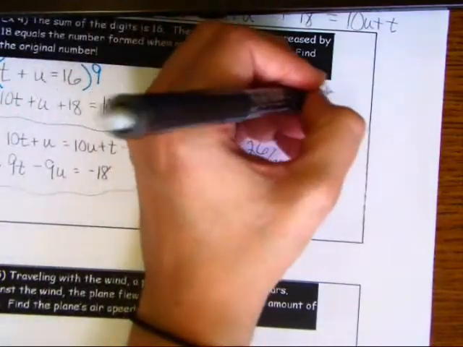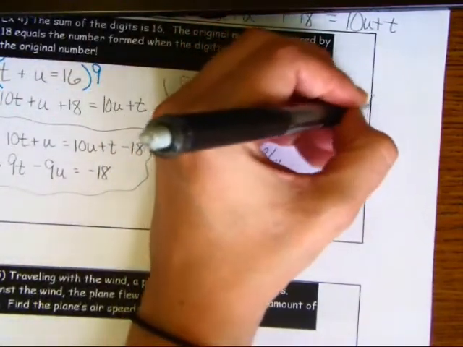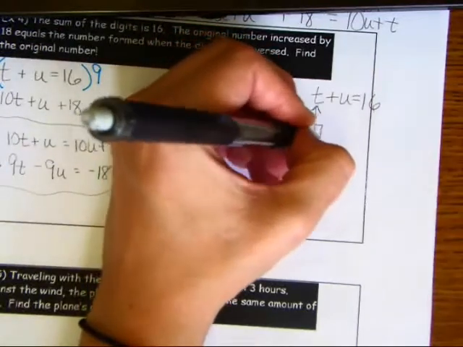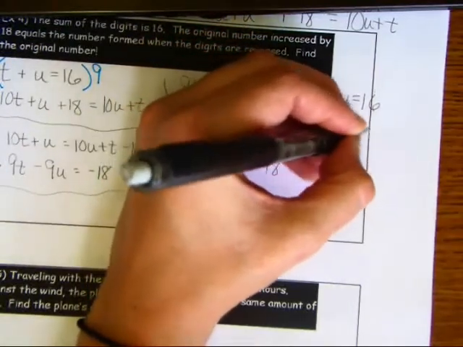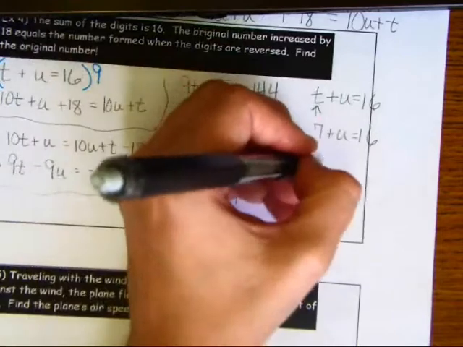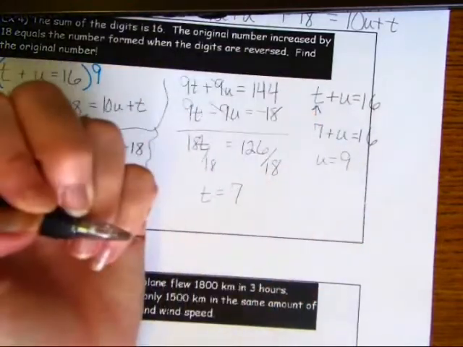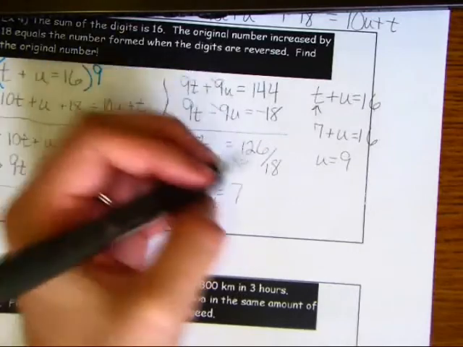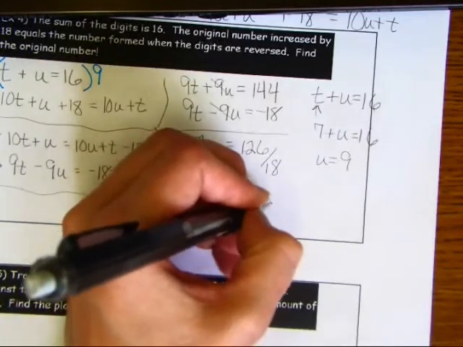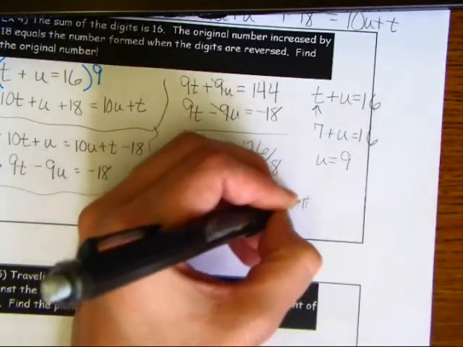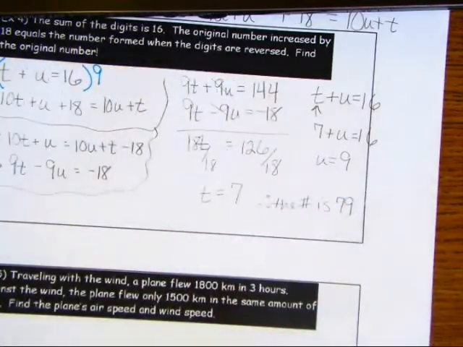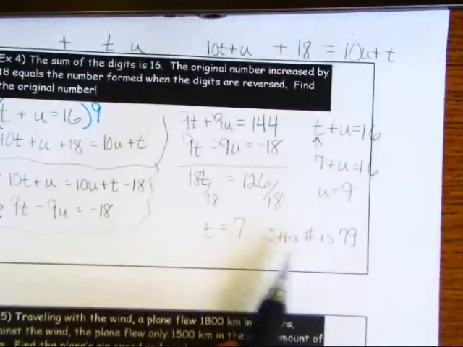So I'll do t plus u equals 16. I'm picking one of my original ones. So I'm going to plug in 7 plus u equals 16. And then I'm going to subtract, and u is 9. Since I have a tens digit of 7 and a ones digit of 9, I can go ahead and say, therefore the number is 79.